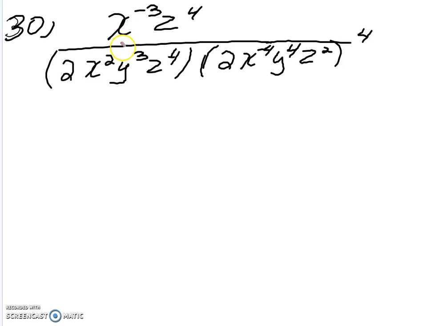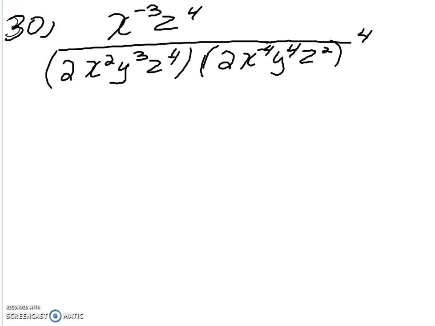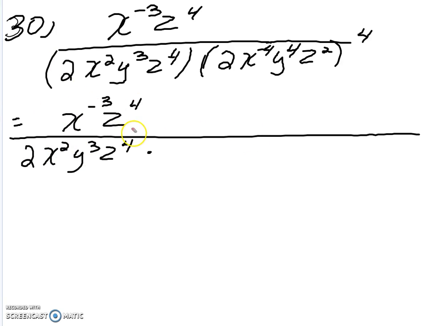All right, so where should I begin? To start, the first thing I'm going to do is simplify this (2x^-4 y^4 z^2) all to the power of 4 first. In order to do that, I'm going to write down my numerator and this first part of the denominator without touching them. So just copy them straight down. I'm now going to tackle the second part.